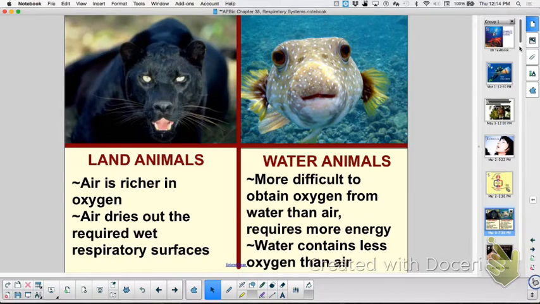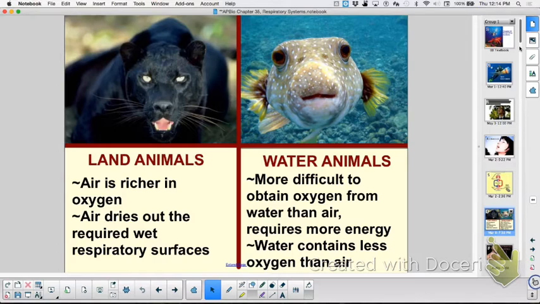What else? Thin. And if you're multicellular, probably near some transport system, right? They need to keep their respiratory surface moist, and on land it can dry out. You can lose a lot of water just through the process of breathing. Animals in water don't have to worry about that, but it's harder to get the oxygen. Keep in mind, the oxygen is dissolved into the water.